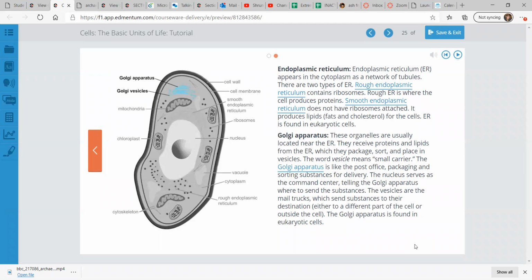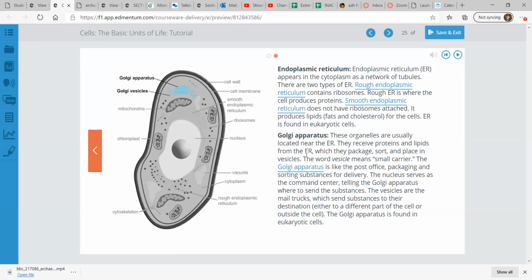Then we have a Golgi apparatus. That's a fun organelle. And they're usually located right by the endoplasmic reticulum. If you look here, bam. And these guys receive proteins and lipids from the endoplasmic reticulum. And they package, sort, and place them in vesicles. And vesicles means small carrier.